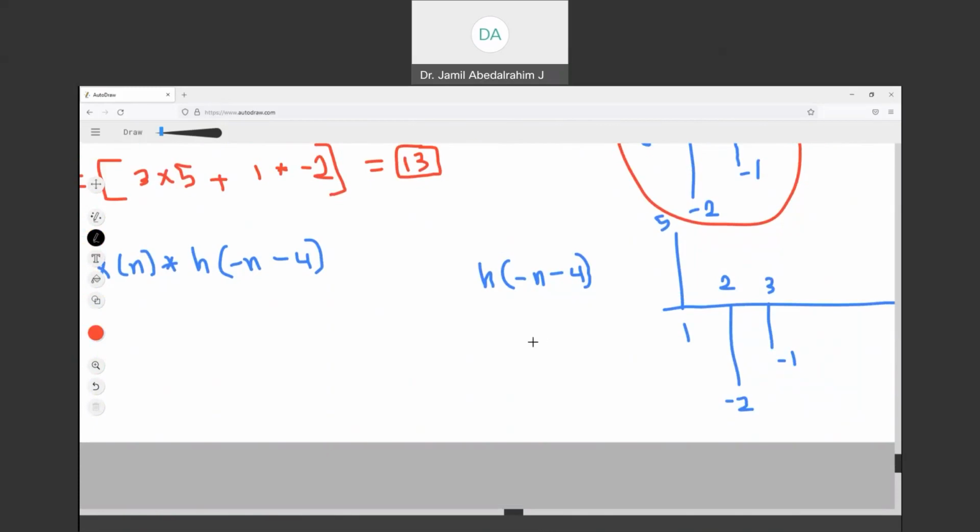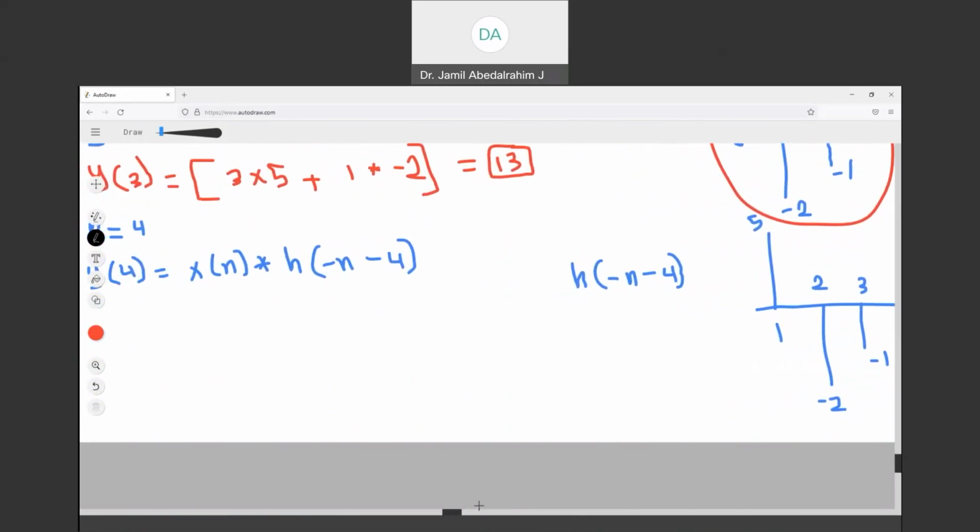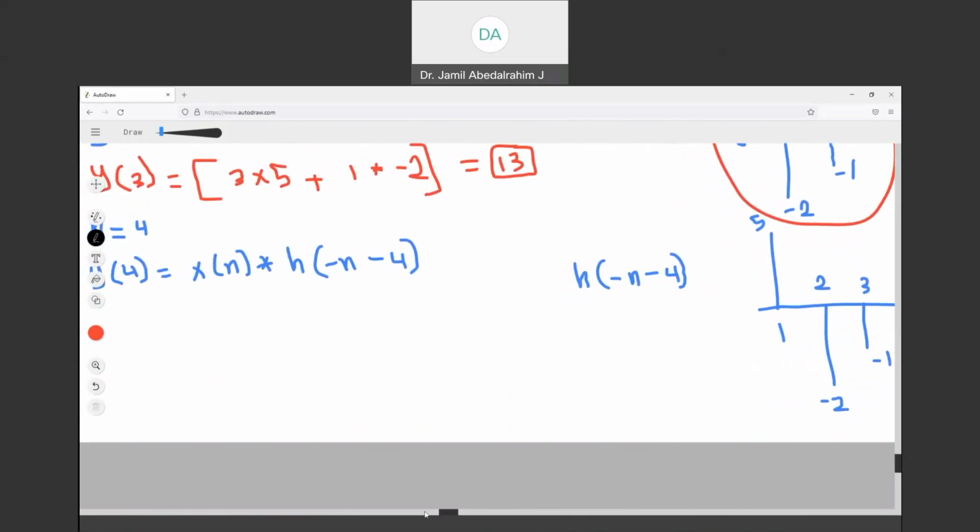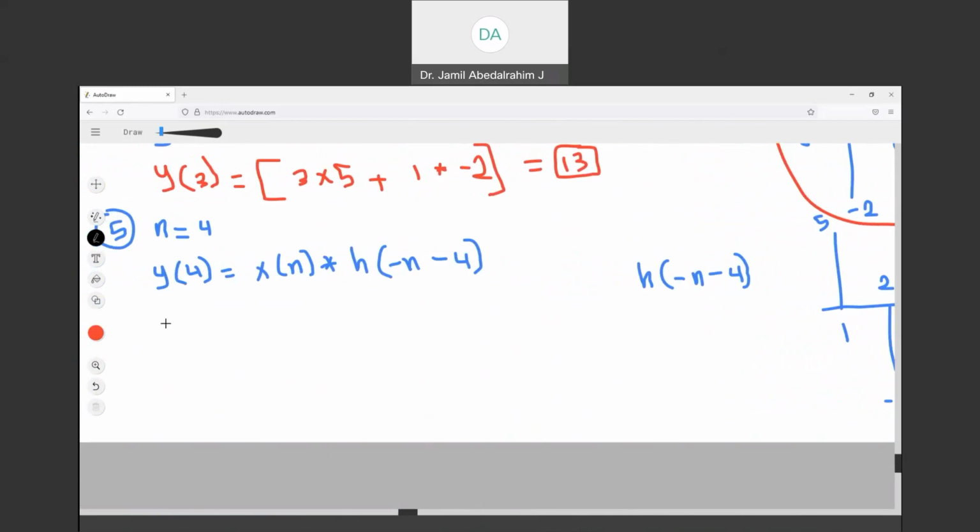Okay, so we multiply them. y of 4 equal 1 multiplied by 5 equal 5.